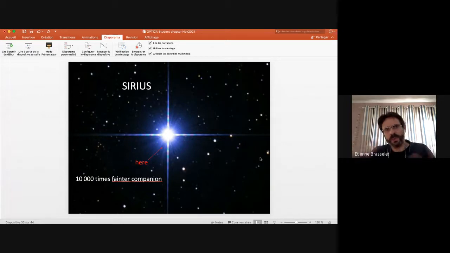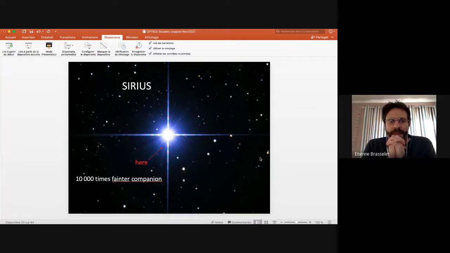So the context is observing the sky. So let's say we are all astronomers for the next 5 minutes. We're interested in looking at the stars. And let's have a look at night at the Sirius star. It's very bright in the sky.